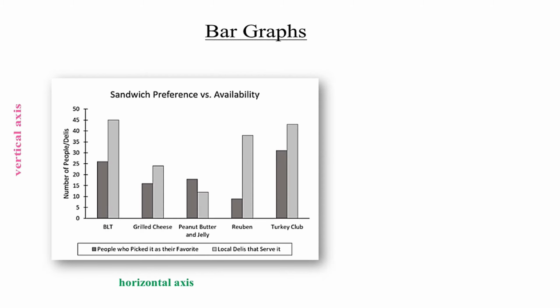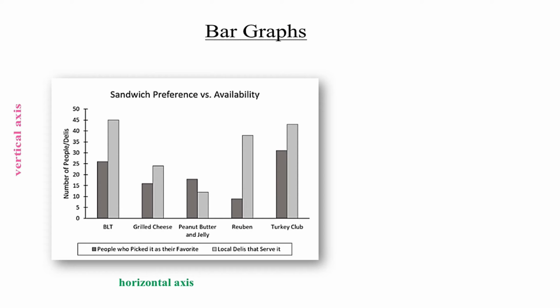Bar graphs. And a bar graph looks like this. It has a horizontal axis and a vertical axis, as you can see here. Remember this one. Any bar graphs should have horizontal axis and what? Vertical axis. Those are two ways of organizing the information in bar graphs. The bar graph itself has different pieces of information. So here again, sticking with our sandwich theme, we'll never move away. We have sandwich preference versus availability, as you can see here in the legend or key. We have those different types of sandwiches: BLT, grilled cheese, peanut butter and jelly, Reuben, Turkey Club.